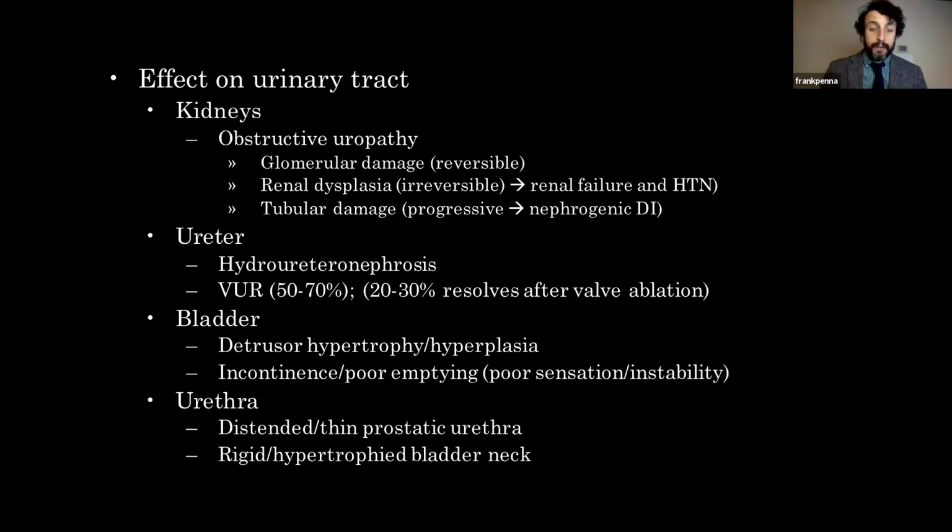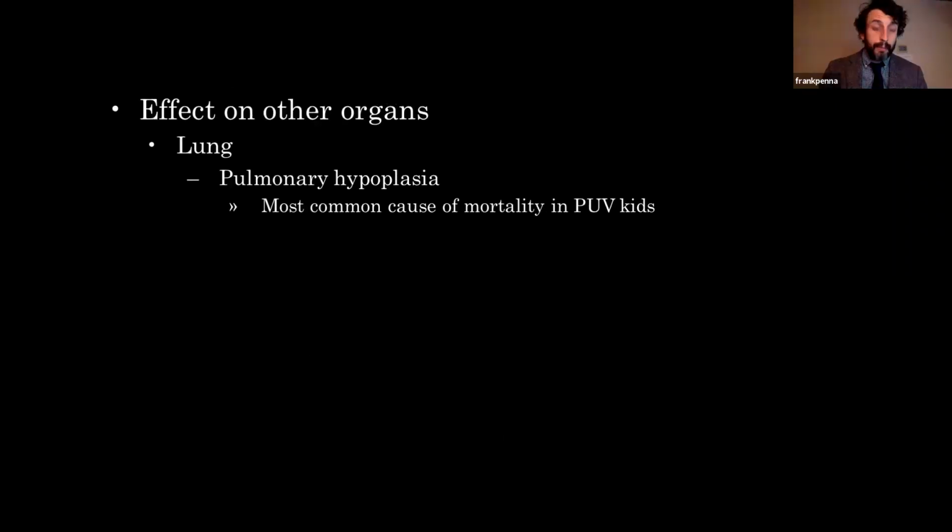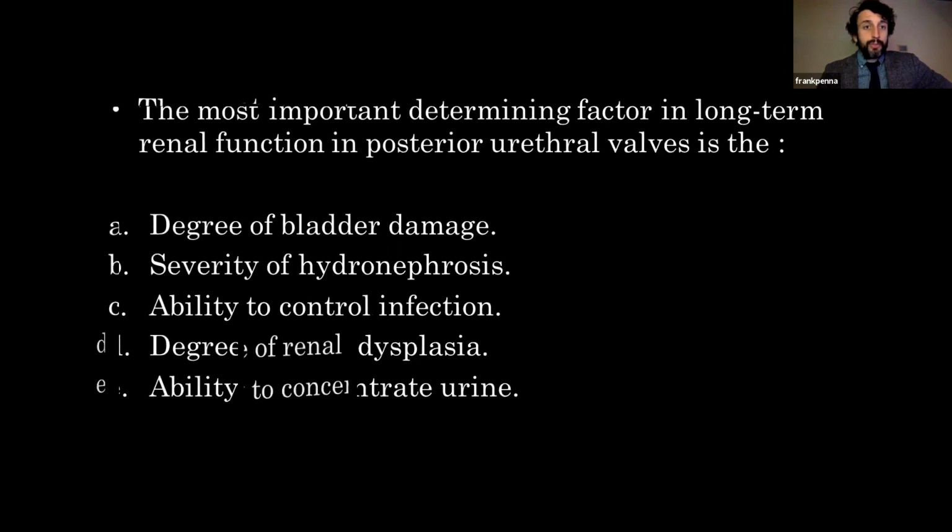It's not your UPJ obstruction or even your reflux. Back in the day, we used to think reflux was a lot more concerning than it really is in damaging kidneys long term. Okay. Lung effect on other organs. We mentioned pulmonary hypoplasia, and that's the most common source of mortality.